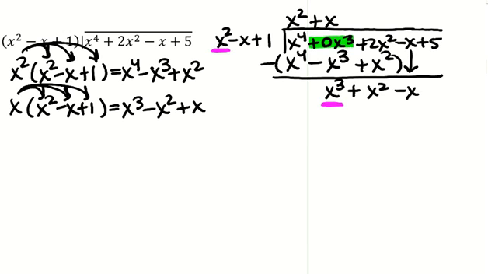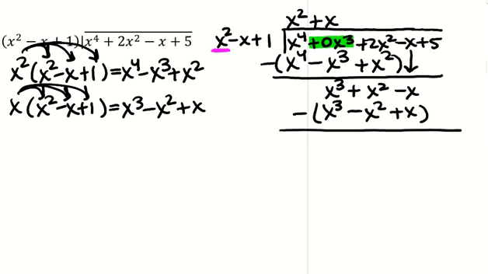Okay, I'm copying down. So x to the 3rd minus x squared plus x, and we're going to subtract this again. X to the 3rd minus x to the 3rd is nothing. X squared minus negative x squared is like x squared plus an x squared is going to be positive 2x squared. And then when I take negative x and I subtract another x, that's negative 2x. Drop down the 5.